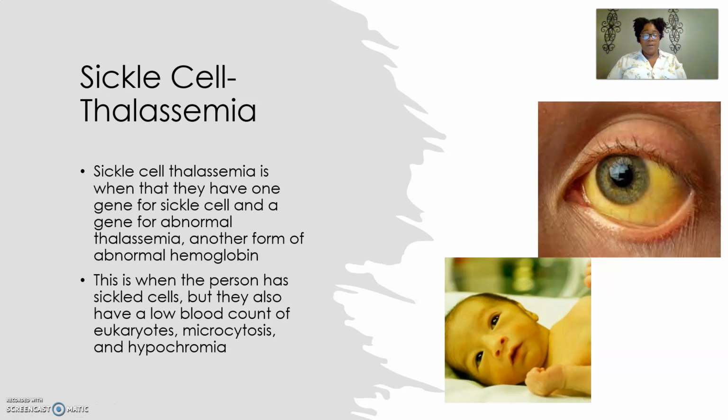Jaundice is the yellowing of the skin and the eyes. That's the main thing that happens with this disease. They may have some pain, but usually, like sickle cell trait, they're asymptomatic. But the main thing that is expressed is this jaundice, yellowing of the skin and the eyes.